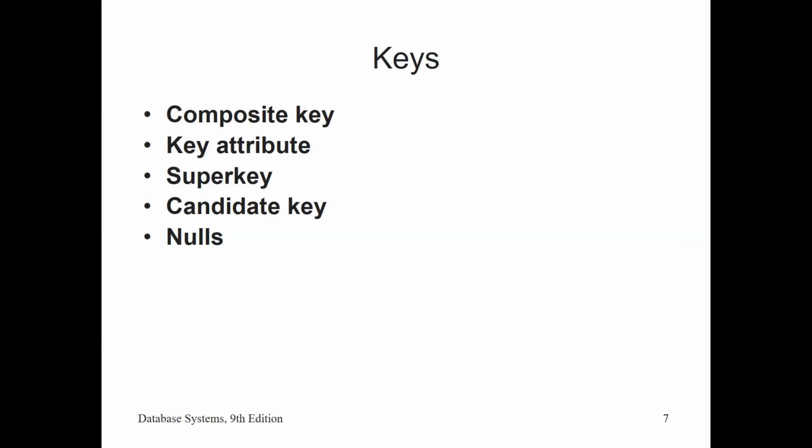Keys also represent functional dependence. For example, attribute B is functionally dependent on A if all rows in a table that agree in value for A also agree in value for B. A composite key is composed of more than one attribute. That's the very first key. Key attribute: any attribute that is part of a key. Super key is any key that uniquely identifies each row. Candidate key: a candidate key is a super key without unnecessary attributes.